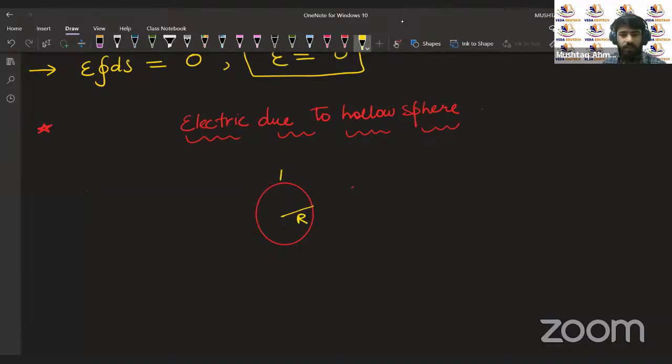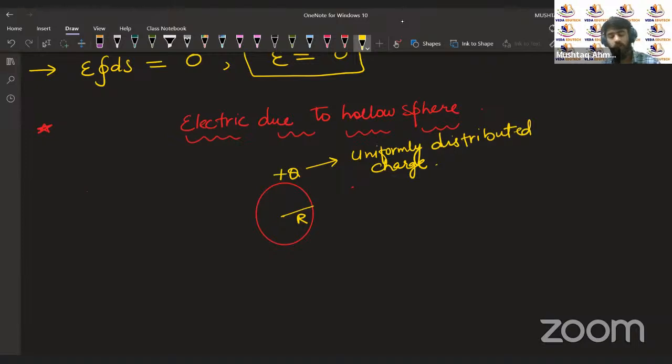And let's suppose that the charge plus Q is uniformly distributed on the surface of the sphere. We want to calculate the electric field intensity inside this hollow sphere.